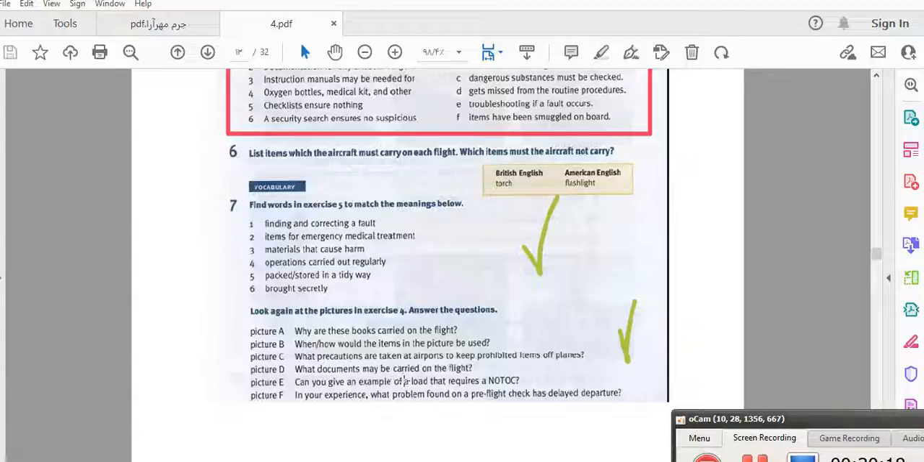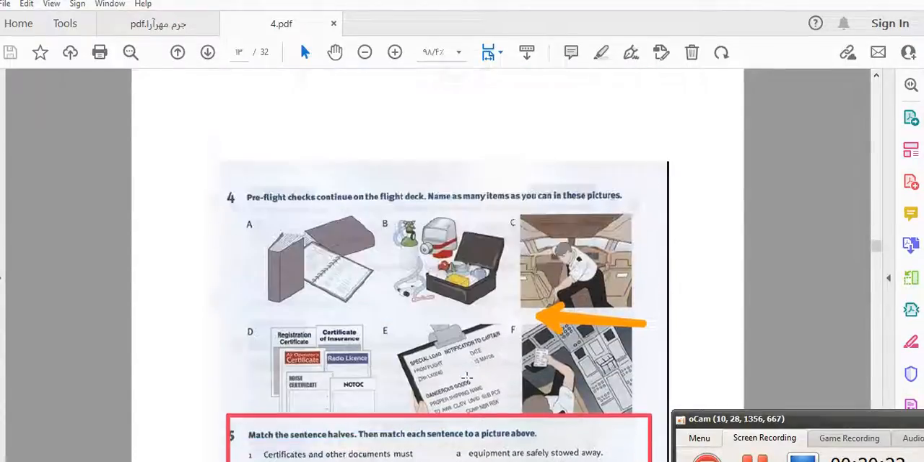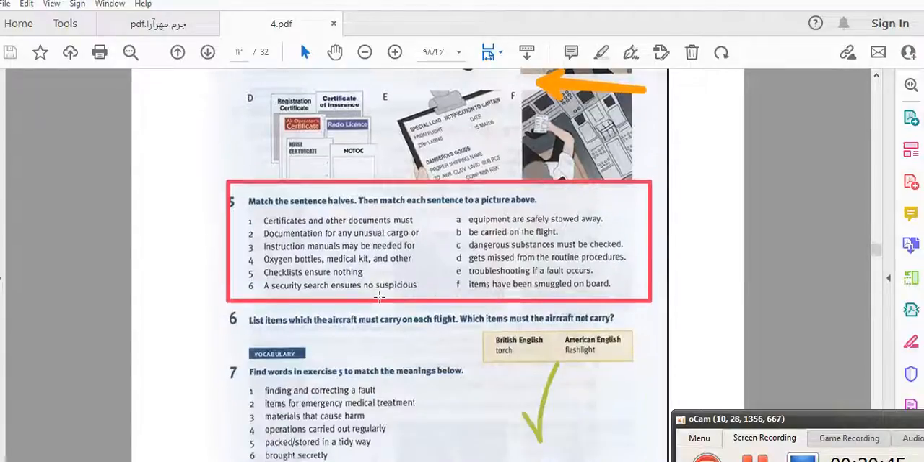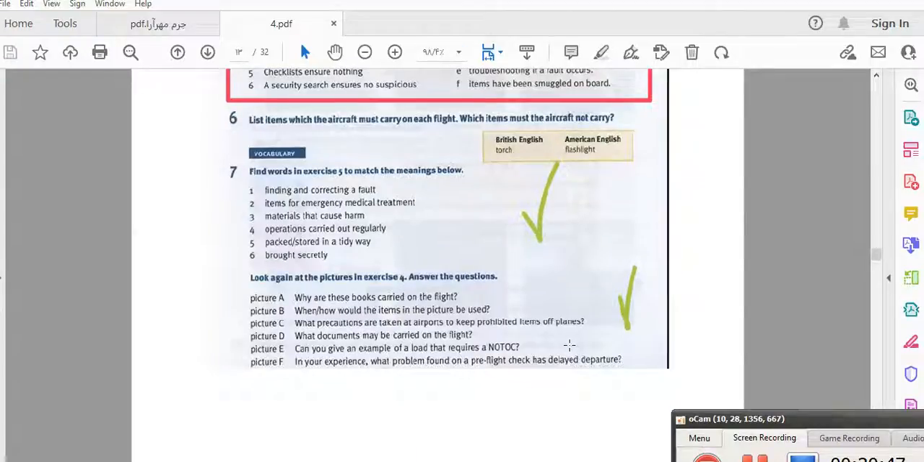What documents may be carried on the flight? Look here. What documents may be carried? I told you, certificate of insurance, registration certificate, noise limitation certificate, radio operator authorization, environmental limitation certificate. You see, almost all of the certificates that we have in this picture can be carried on the plane.